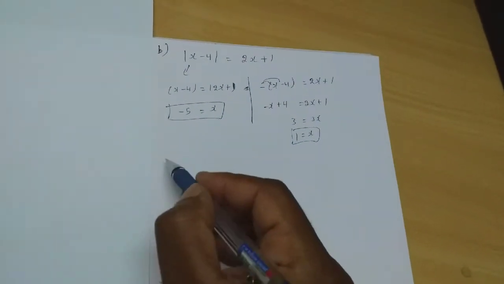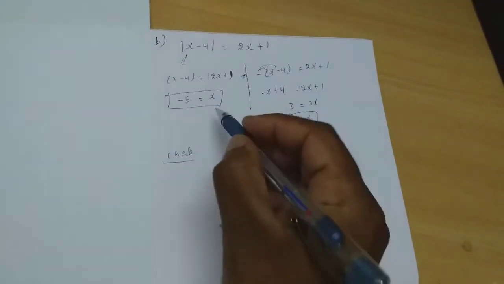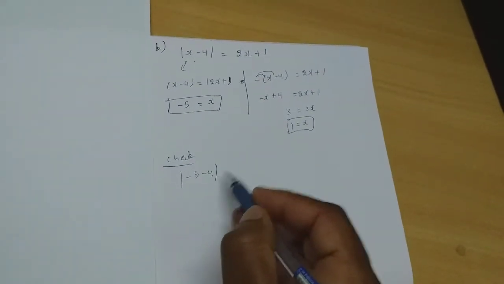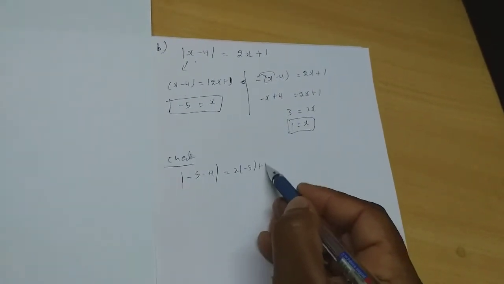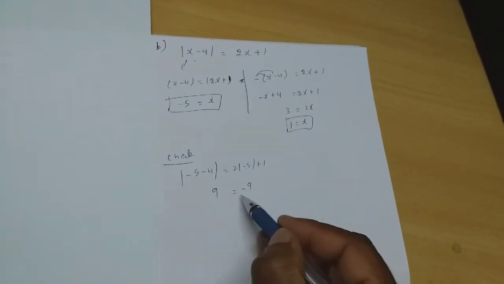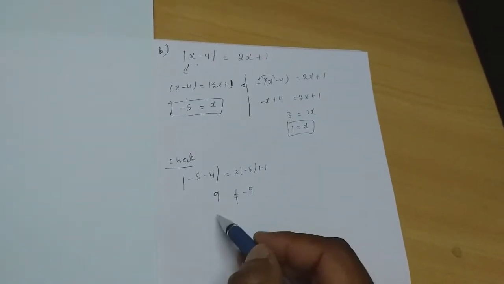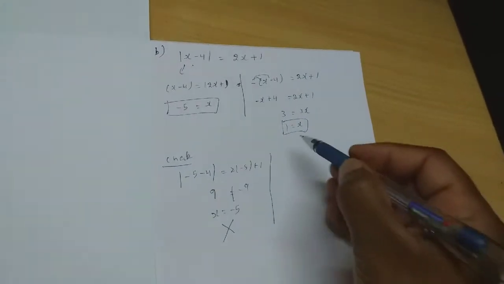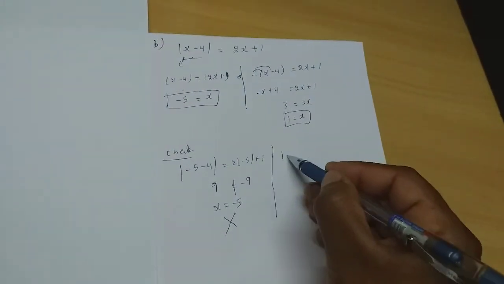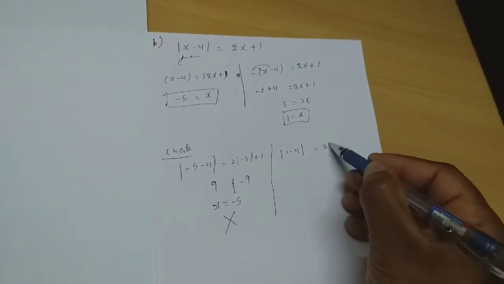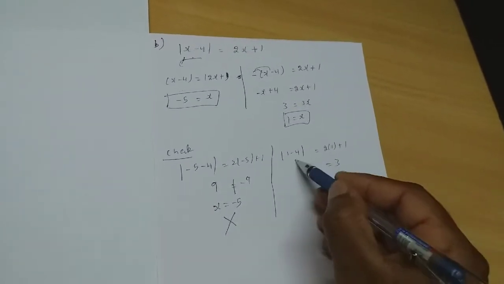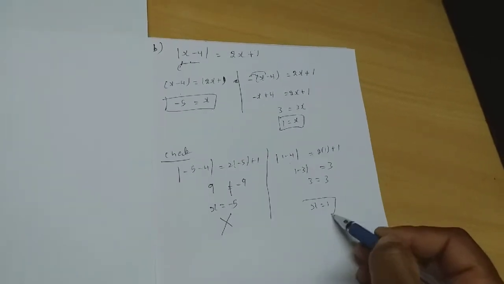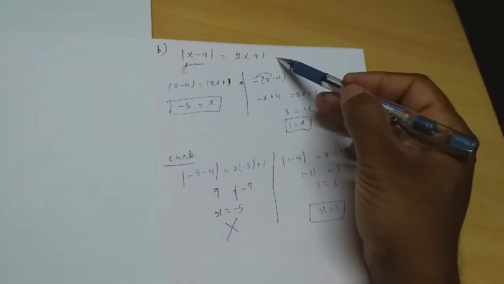Are we clear with this? Now let's check it. When the x value is minus 5, if I place it in this, how much will I get? Minus 5 minus 4. Is it equal to 2 times minus 5 plus 1? Here it is minus 9, whereas here it is plus 9. Both are not equal. So x equal to minus 5 is not considered to be the solution. Now x equal to 1, place it in this. How much do I get? 1 minus 4. Is it equal to 2 times 1 plus 1? Here it is 3. Here it is mod of minus 3, which is 3. So 3 equal to 3. So x equal to 1 is the only solution for the given equation.